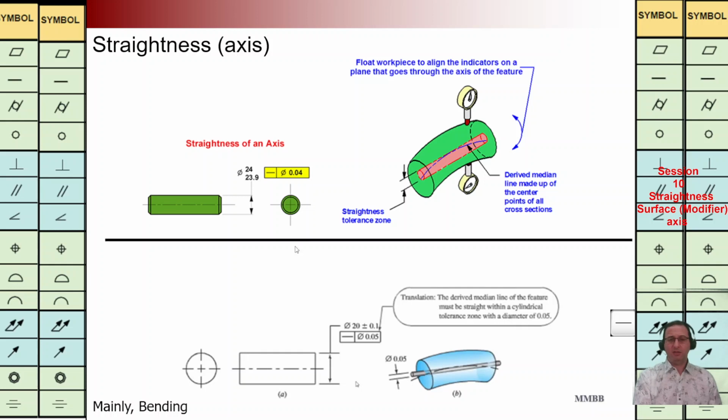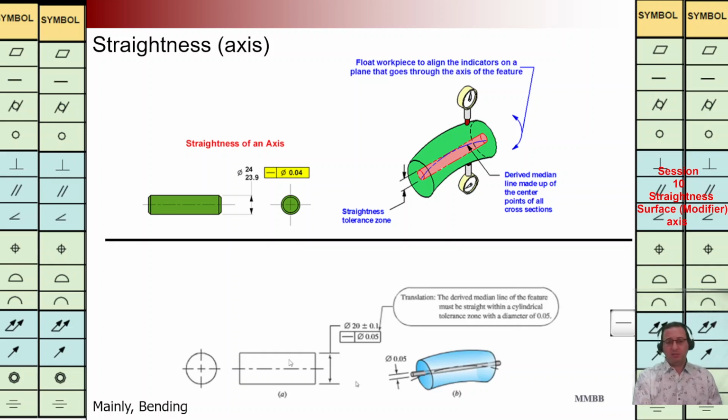In the last slide, I'm going to mention the straightness of the axis. As we can see, this straightness symbol is connected to the dimension. It means we are going to talk about the axis of this pin. The axis of this pin can vary within this cylinder with the diameter given for the straightness here, and in this manner we are mainly going to control the bending of the pin, as we can see here.